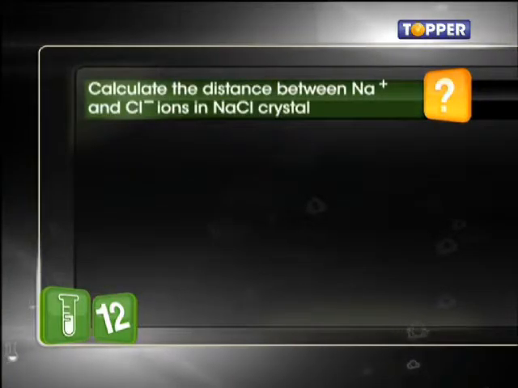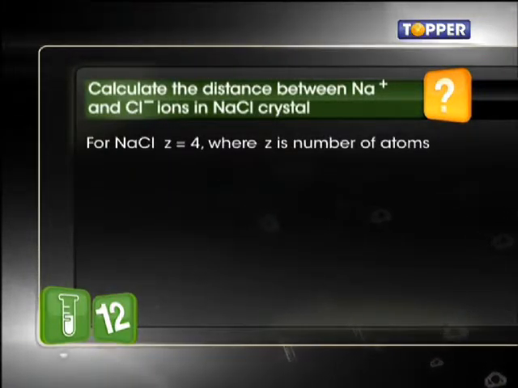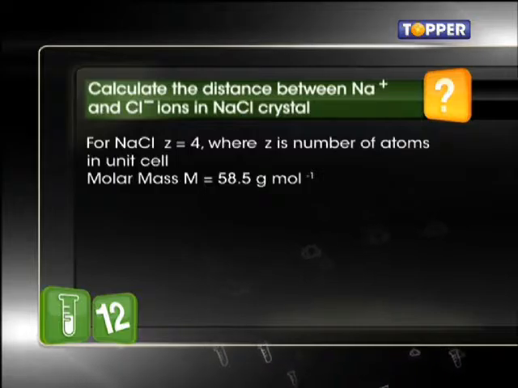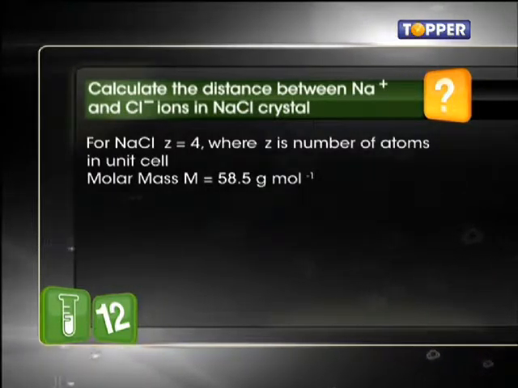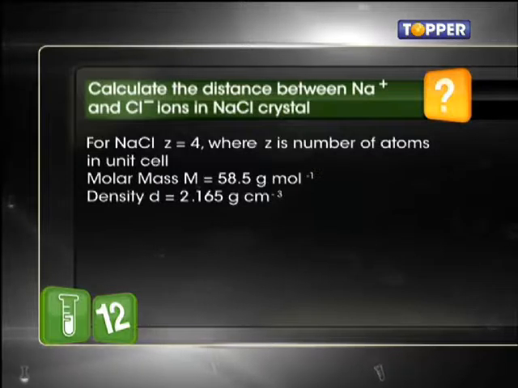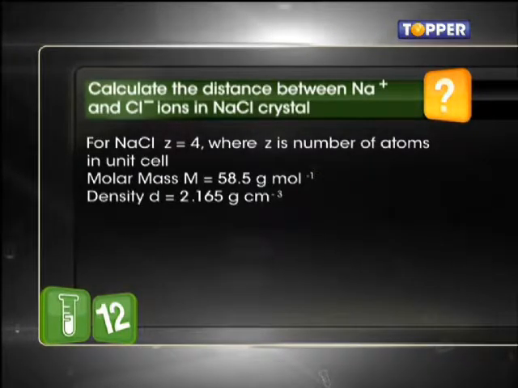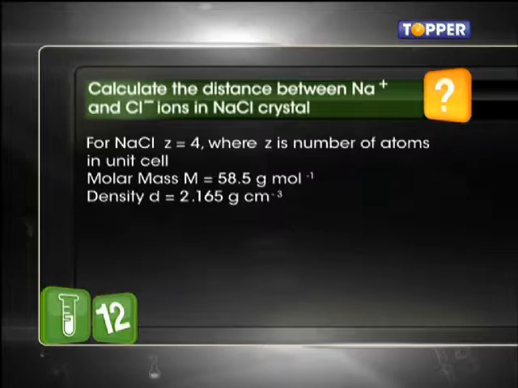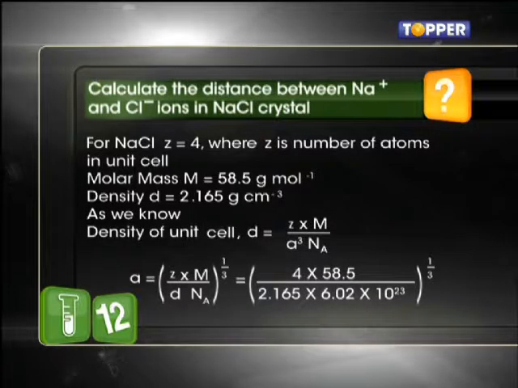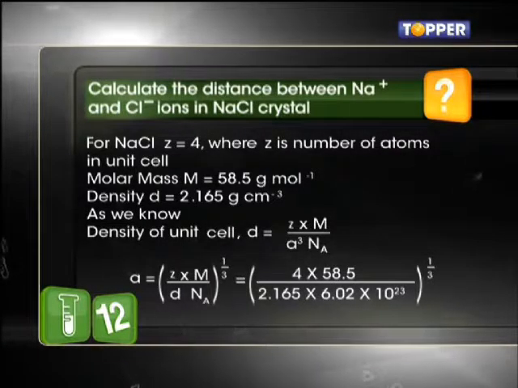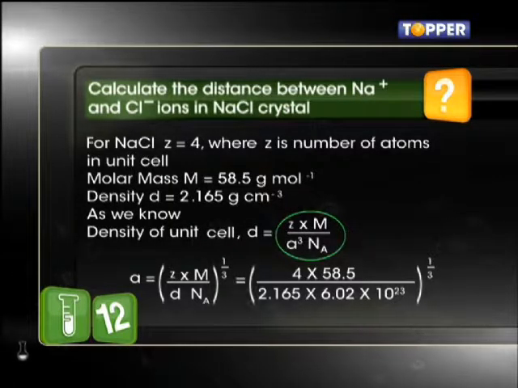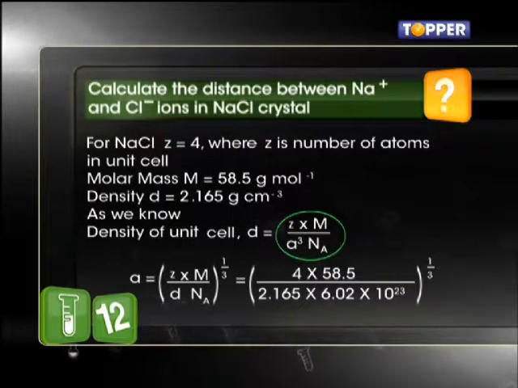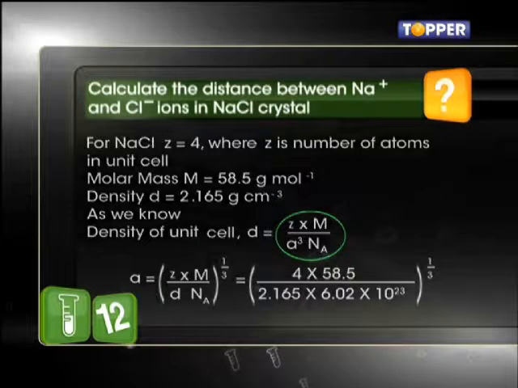The number of atoms present in a sodium chloride unit cell is 4. The molar mass of sodium chloride is equal to 58.5 grams per mole and its density is equal to 2.165 grams per centimeter cube. As we know, density is equal to the number of atoms in the unit cell multiplied by molar mass, divided by the volume of the unit cell multiplied by Avogadro's constant.